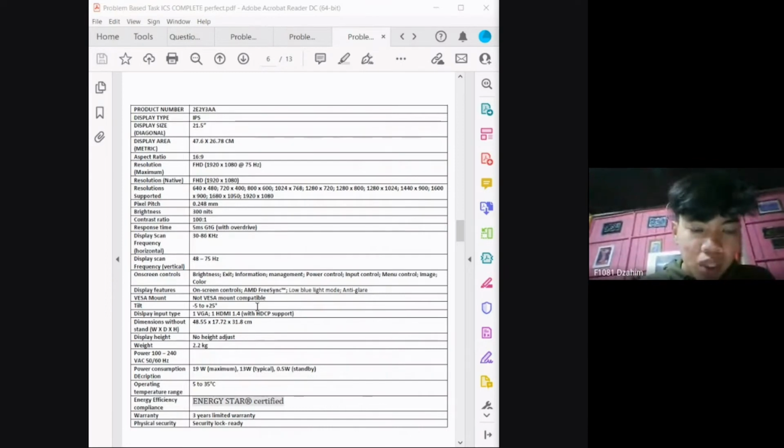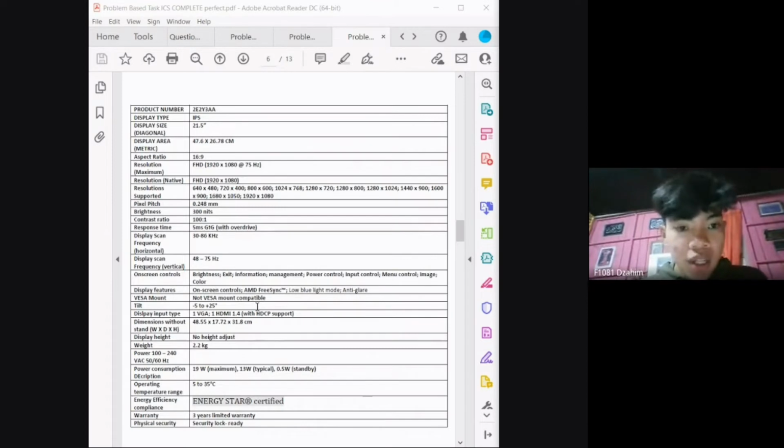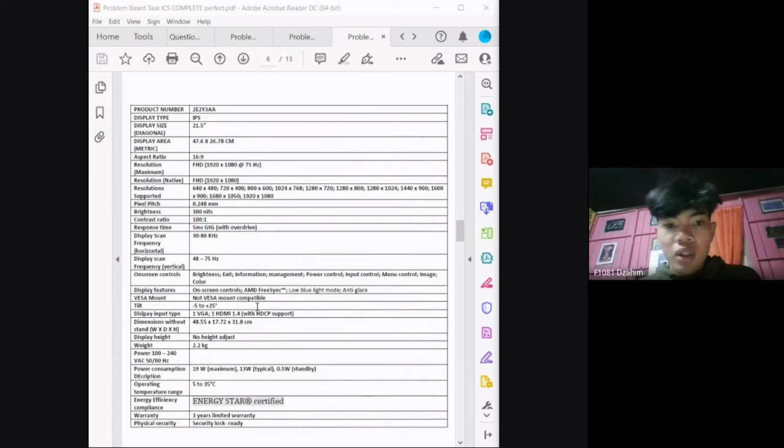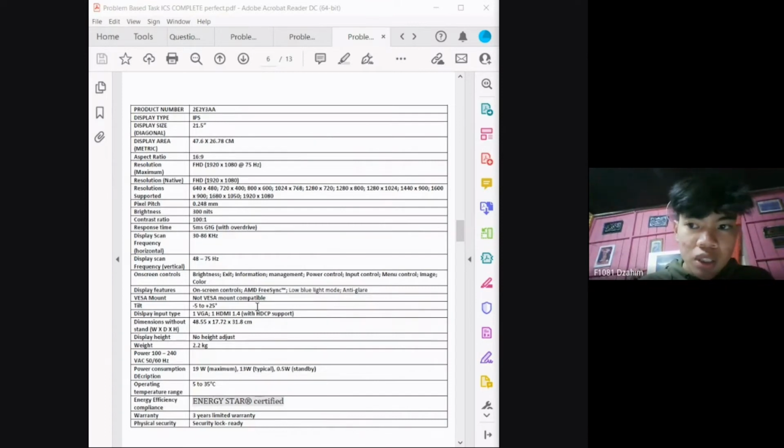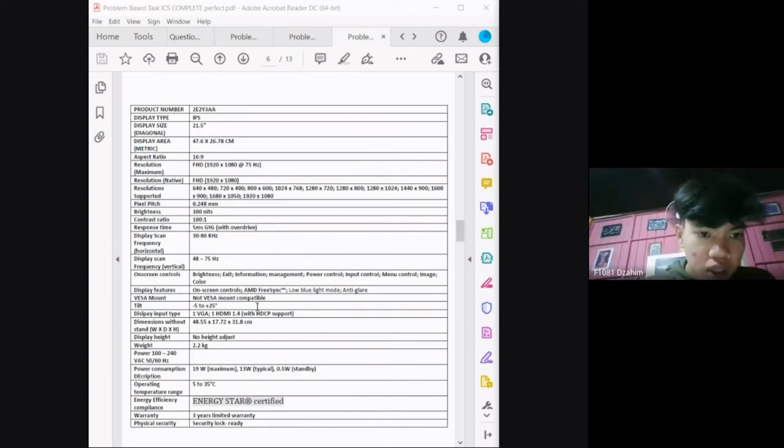Resolution is maximum. The maximum is FHD 1920 times 1080 at 75 Hz. The resolution is native FHD 1920 times 1080. The resolution supports 640 times 480, 720 times 400, and 800 times 600.